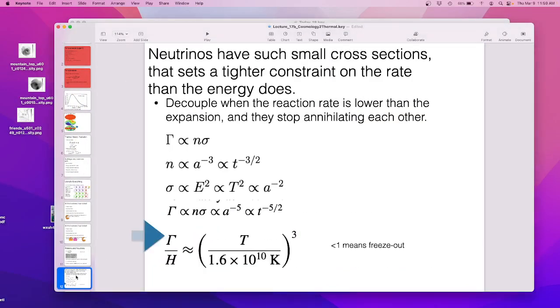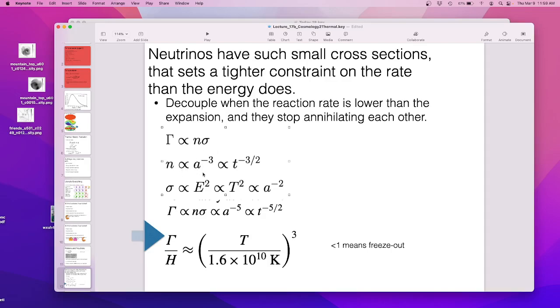Okay, so neutrinos have such a small cross section that the cross section sets a bigger constraint than the energy. The cross section is what kills the birth and death rates of neutrinos, because the cross section just gets so small so fast. So the interaction rate gamma is the density times the cross section. Does that make sense?